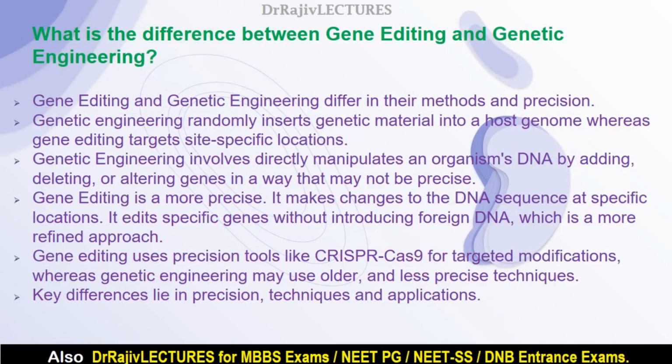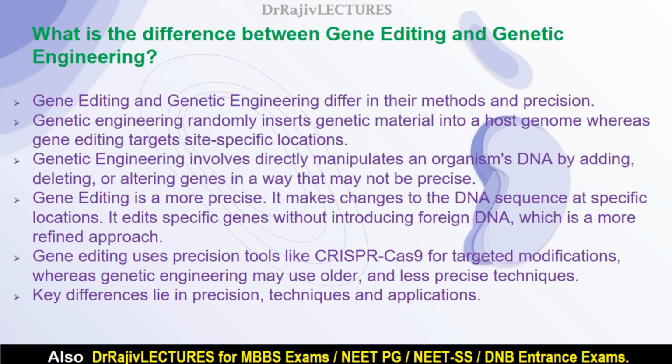What is the difference between gene editing and genetic engineering? Gene editing and genetic engineering both are used to make changes in the genetic material of organisms, but they differ in their methods and precision. The current genetic engineering technologies modify the DNA to mimic the naturally occurring differences in DNA sequence. They randomly insert genetic material into a host genome, whereas gene editing targets site-specific locations.